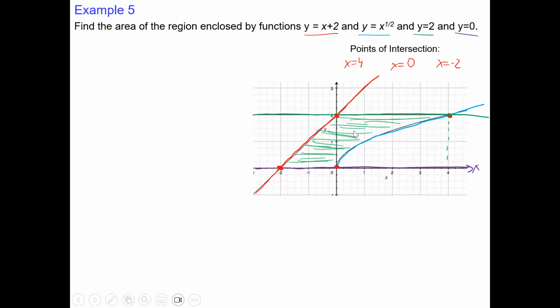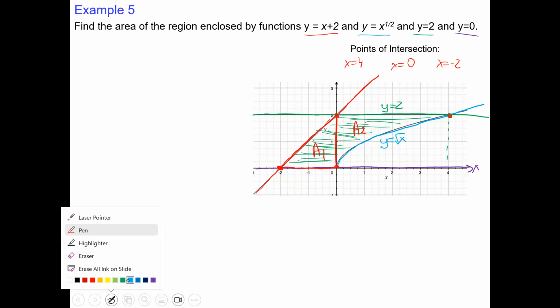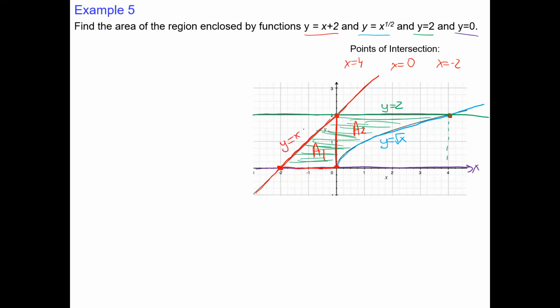In order to find the area, I believe we have different top functions. The first one will be this one, because the line is on top. The second region, from 0 to 4, is the green curve, which is 2, minus the blue one. The blue one is square root of x, and the red one is x plus 2. The purple is the bottom, which is 0.